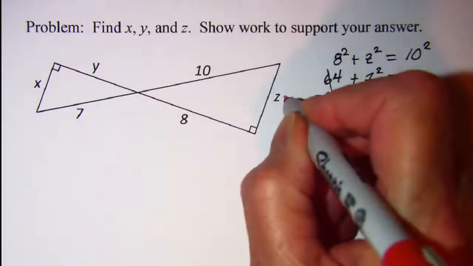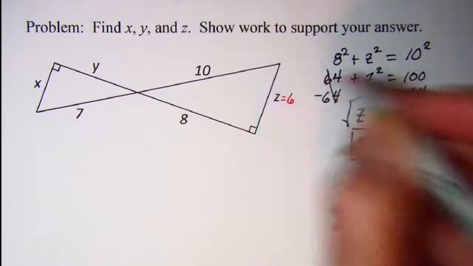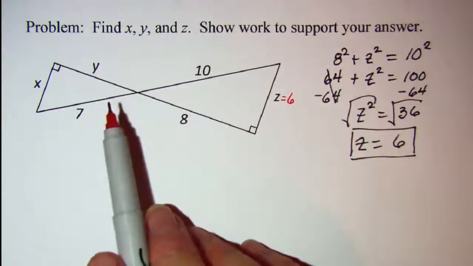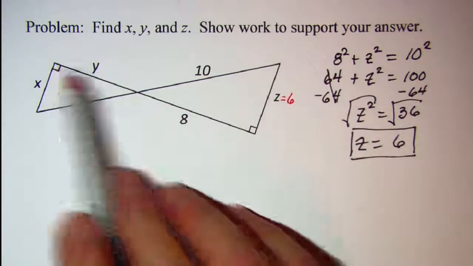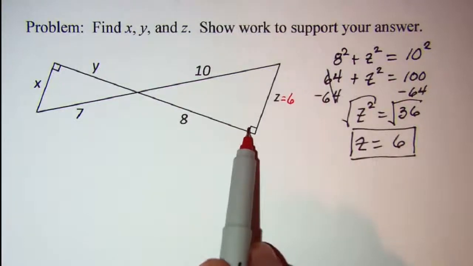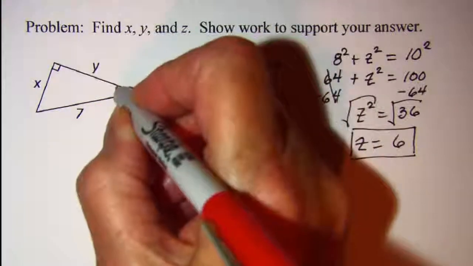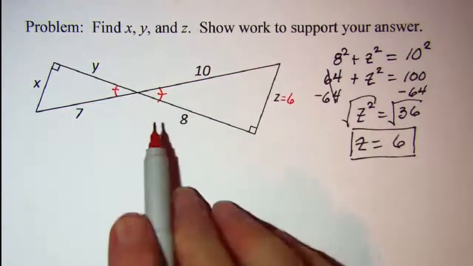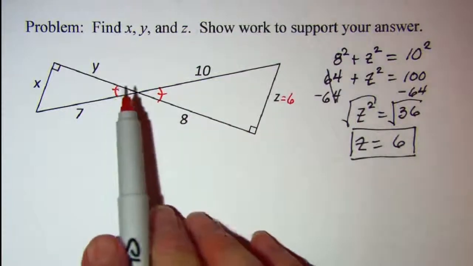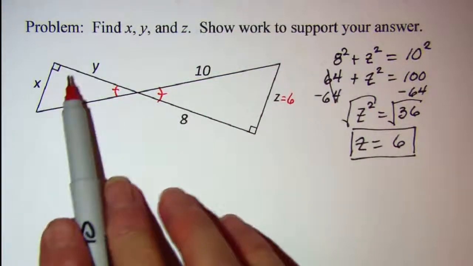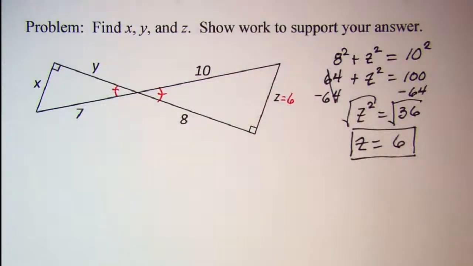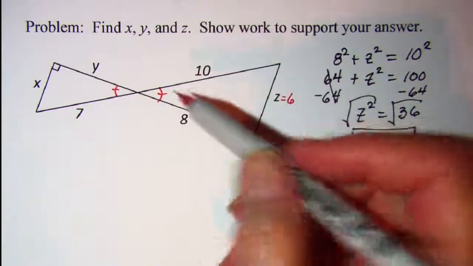So if z is 6, now let's see if we have similar triangles. We know that we have these angles congruent because they're both right angles. And we know that this angle is equal to this angle because vertical angles are congruent. So since I have two angles of this left side congruent to two angles of this right side, then my triangles are similar. So let's set up our proportions.